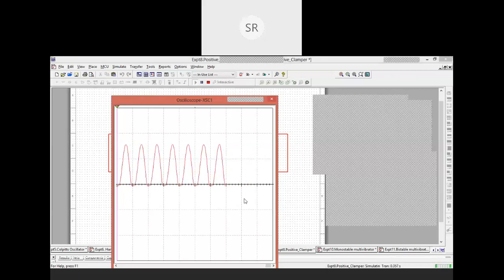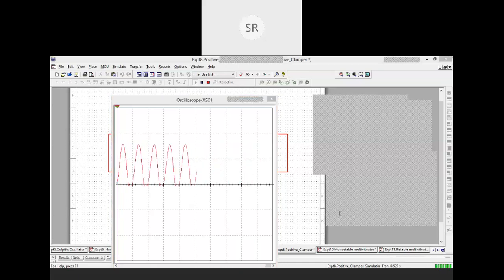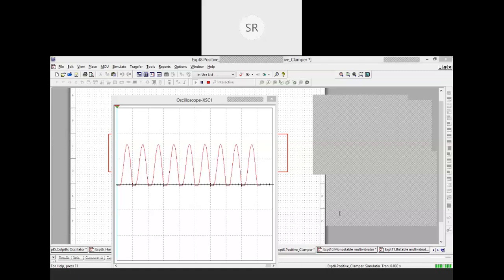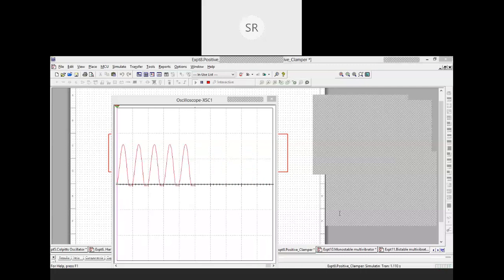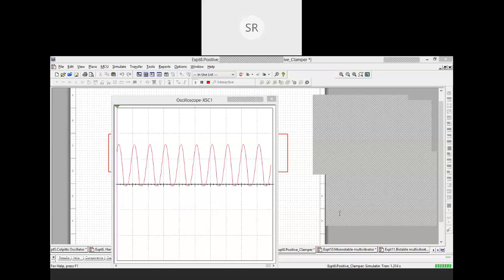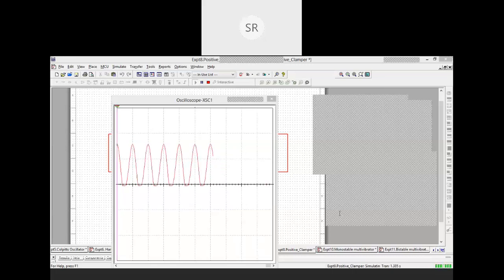So what is the question for this? Question number 8. The positive clamper output is DC voltage or AC voltage. We know that DC in the sense unidirectional, AC in the sense bidirectional. I am giving you the key point: DC means unidirectional, AC means bidirectional.